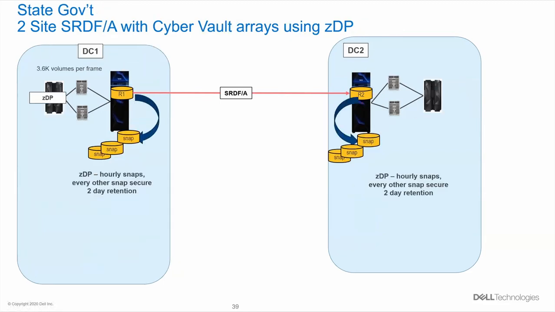Here's another example with this kind as a state government, two-site SRDFA with snaps being done on both sides of the environment. We have several government accounts that do this. This is a state government account, two-site asynchronous. This is a smaller environment, but they snap hourly, and they snap on both sides of the SRDFA link. So they have two cyber recovery copies, one in each data center.